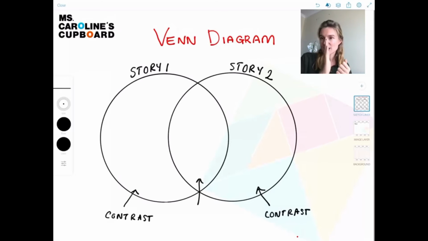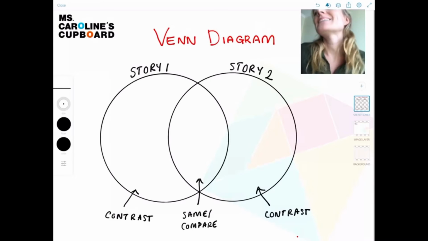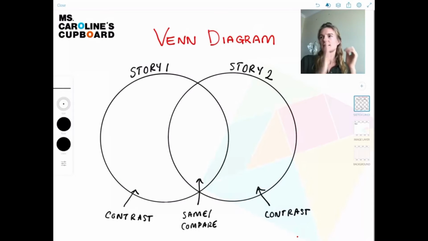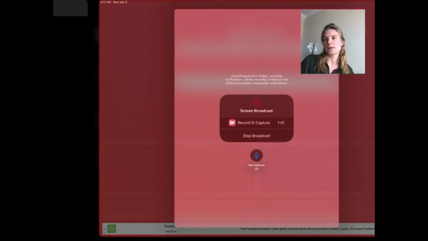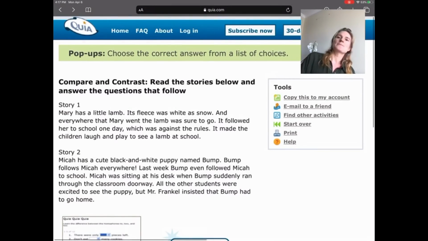But the inner section is what is the same, okay? What is the same in the two stories, okay? What compares to each other. So that's what we're going to write in the center section. All right, so we've got three sections: contrast, contrast, and in the middle, the things that are the same. So let's look at our two stories.